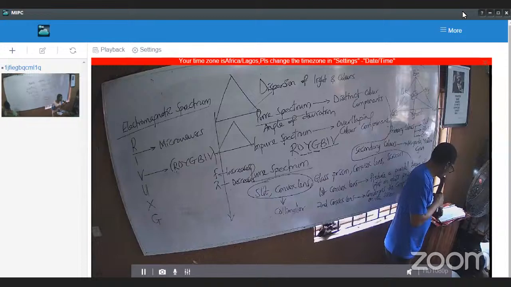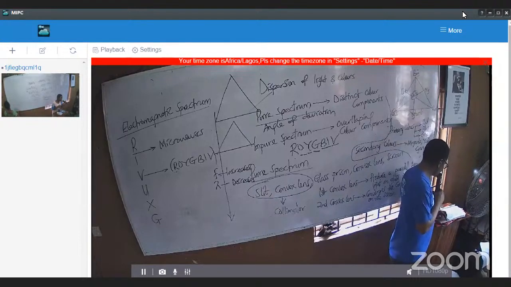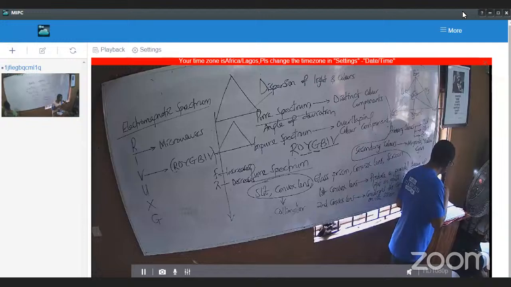Number 2. Which of the following radiations has the highest frequency?